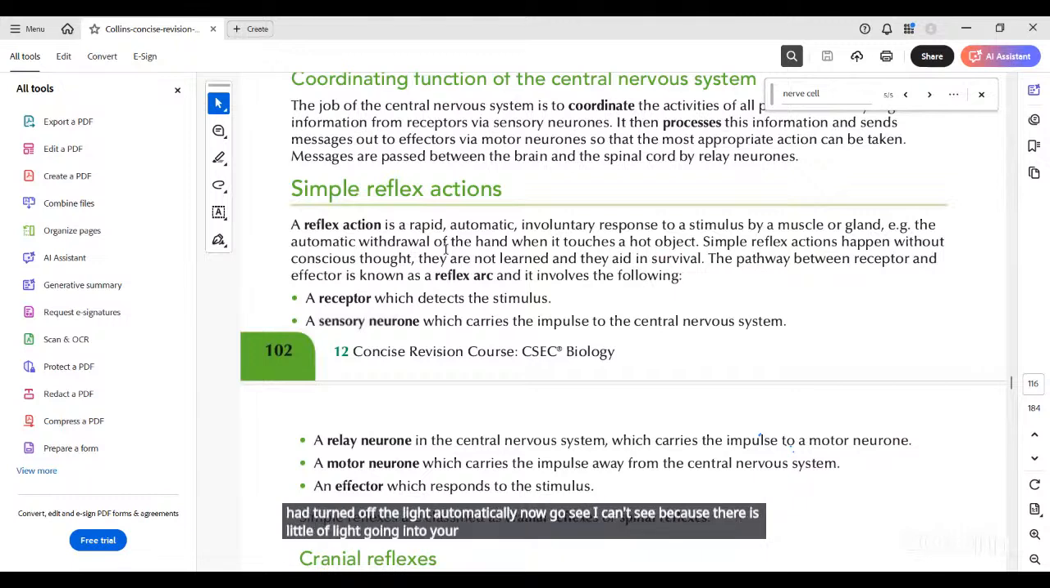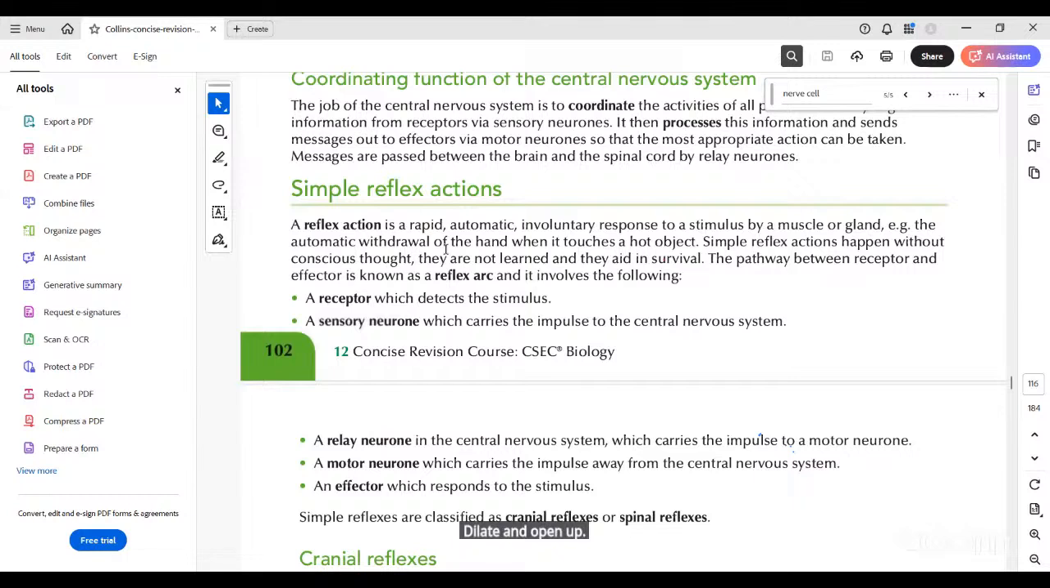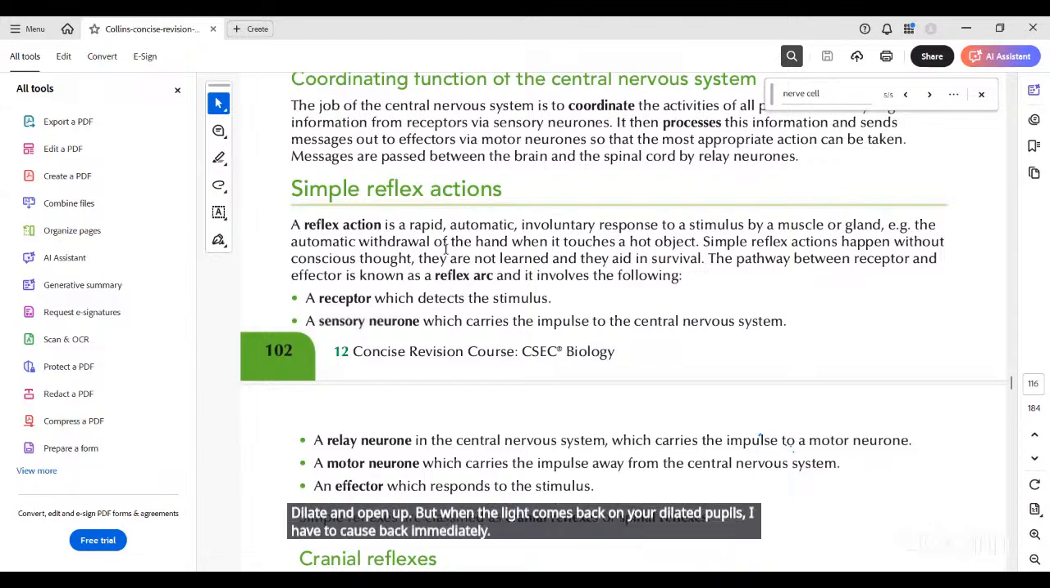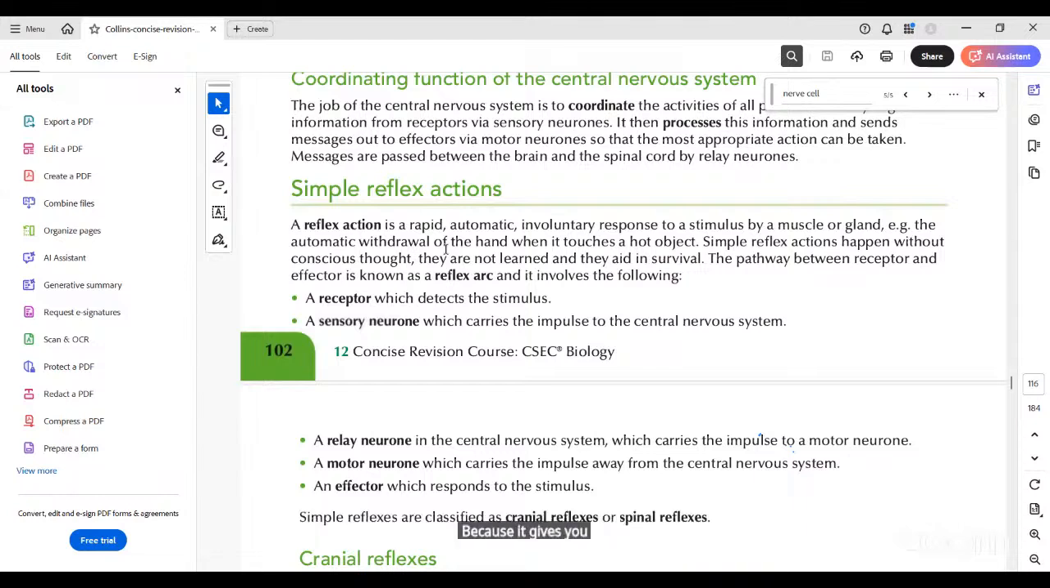So your pupil will dilate and open up, right? But when the light comes back on, your dilated pupils have to close back immediately, because it gives your pupils the time to readjust to the light that you're in.